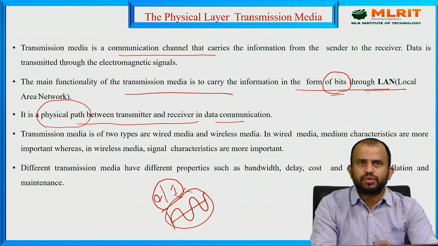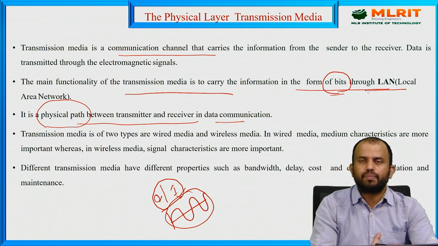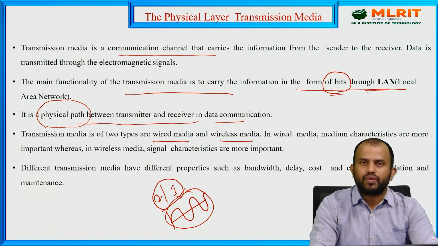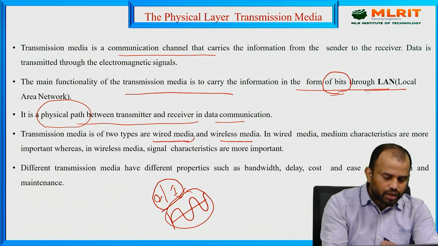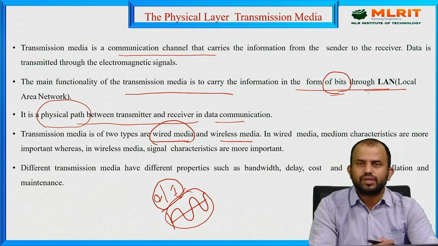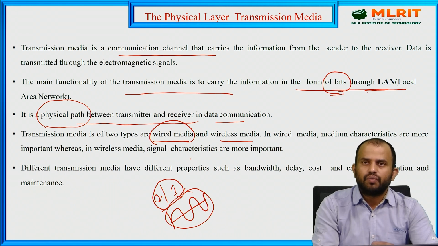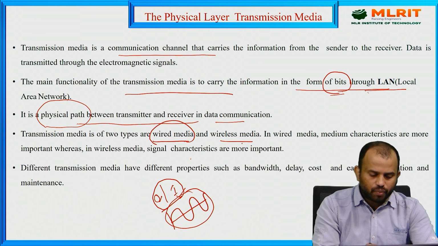Transmission media has two different types, based on the information we are transmitting and the communication path we are choosing. One is wired media, another is wireless media. Wired media means we are using a physical communication path, physical communication links, or any kind of cables for information transmission between the source and receiver. A physical communication path is established between the source and receiver, and that we call wired media. And what is wireless media?